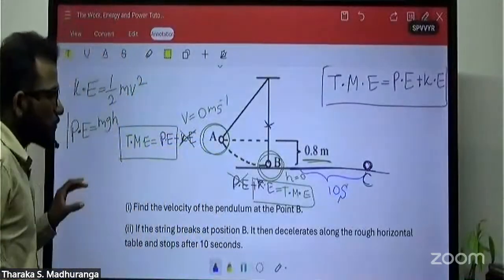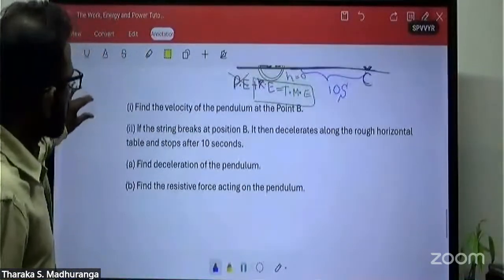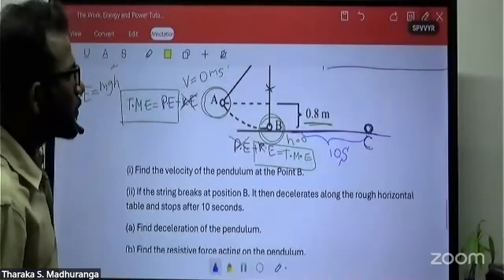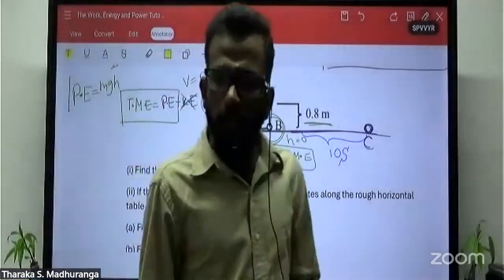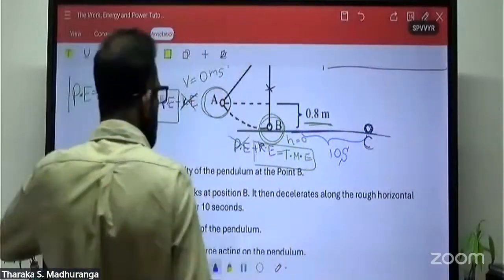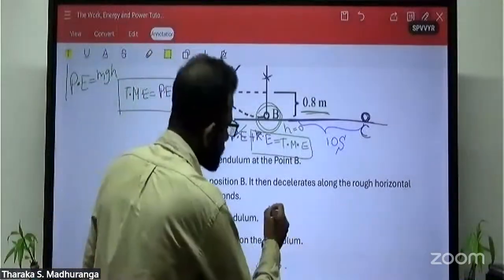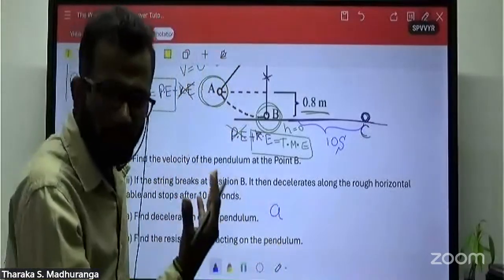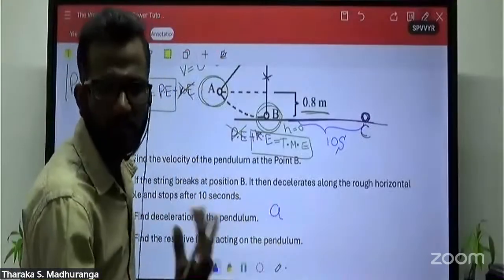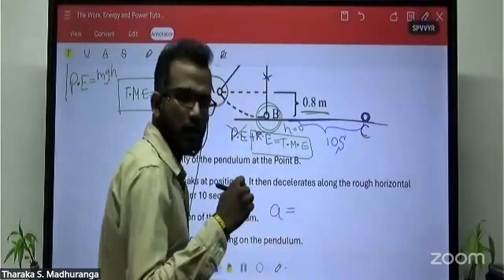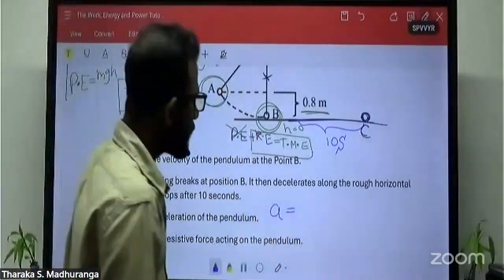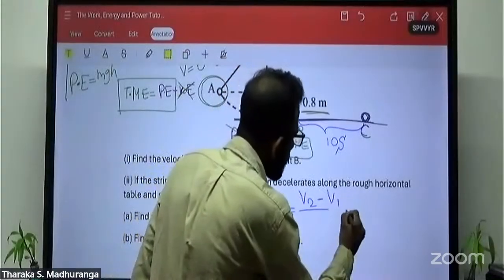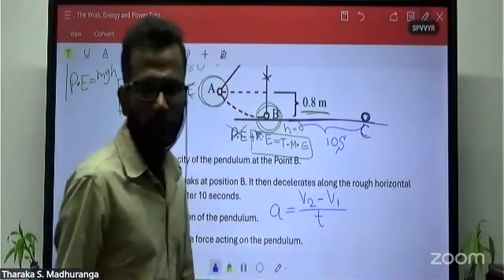Now the question asks, find the deceleration of the pendulum. How do we get the deceleration? Very simple. The deceleration is the negative acceleration. If you find the acceleration, the minus value is the deceleration. What is the equation for acceleration? V2 minus V1 over time, final velocity minus initial velocity over time. Simple question.